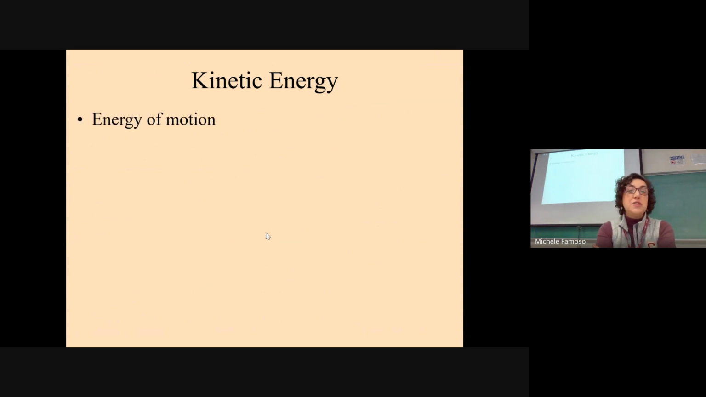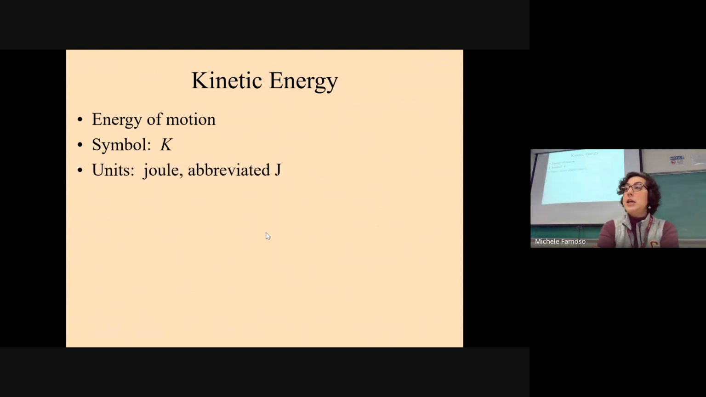Kinetic energy refers to the energy of motion. In the AP course, we don't write it as KE. We just write it as K. So you'll see that on your reference table. It's just referring to a capital K for kinetic energy. That's what I want you to try to get used to now as well. Joules, again, is our unit.